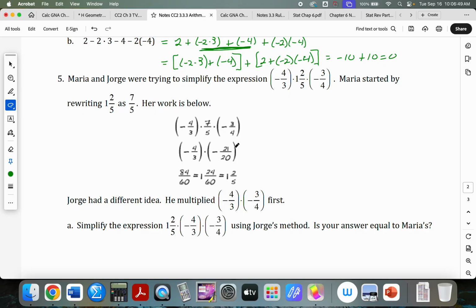And then multiplied that times negative 4 and got positive 84/60, which is 1 24/60, or 1 2/5.